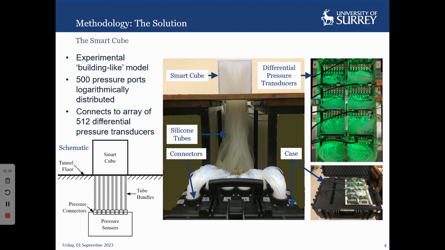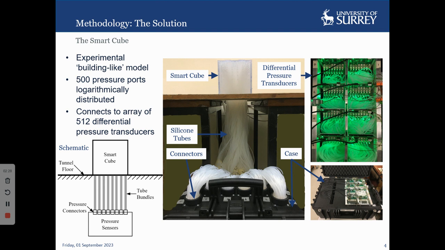The smart cube is an experimental model building. The building is cube shaped, and it has 500 pressure taps logarithmically distributed over its surface, concentrated in regions where pressure gradients are highest. Each of the pressure taps on the surface of the cube is connected to an individual pressure transducer in a case with a length of silicon tube. So that was a fun week making that.